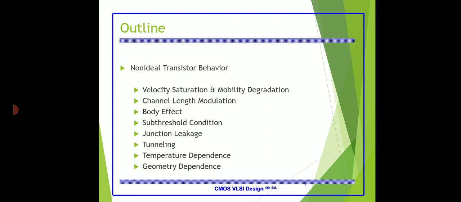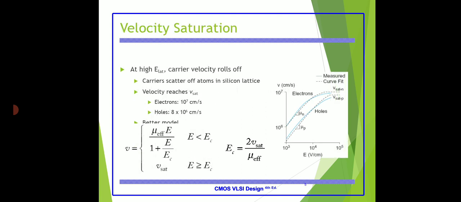This non-ideal IV characteristics have some behavior. First one is velocity saturation and mobility degradation. Second one is channel length modulation. Third one body effect. Fourth one subthreshold condition. Fifth one junction leakage. Sixth one tunneling. Seventh one temperature dependence. And eighth one geometry dependence. So first one, let us see about the velocity saturation.